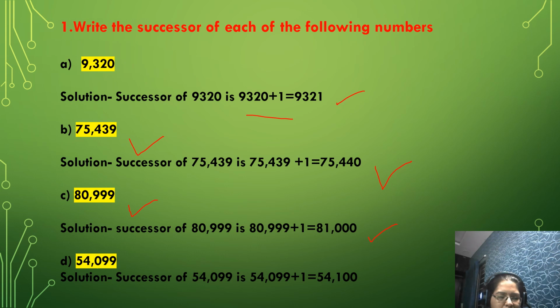54,099. We read it as 54,099. There is no digit in the 100 place, so 99. And what is the successor of this number? Successor will be the next number, that is we add 1 to this number. 54,099 plus 1 will be 54,100.